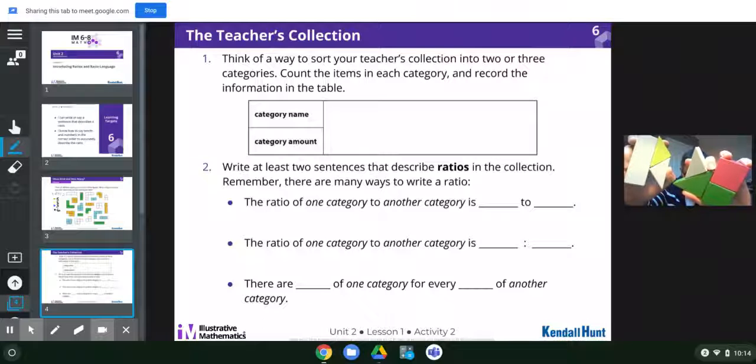What do you think? What's one way you can sort out these objects? What are they? For instance, what is this here? Can somebody tell me?